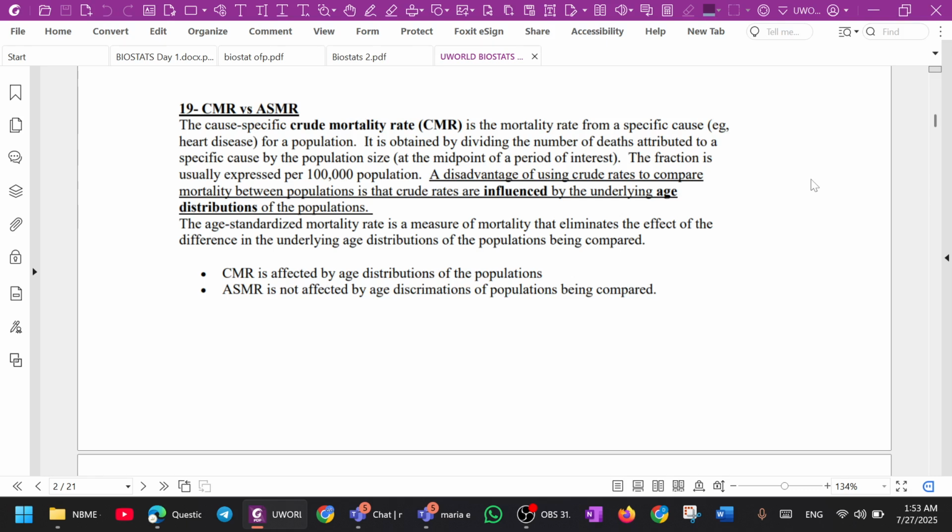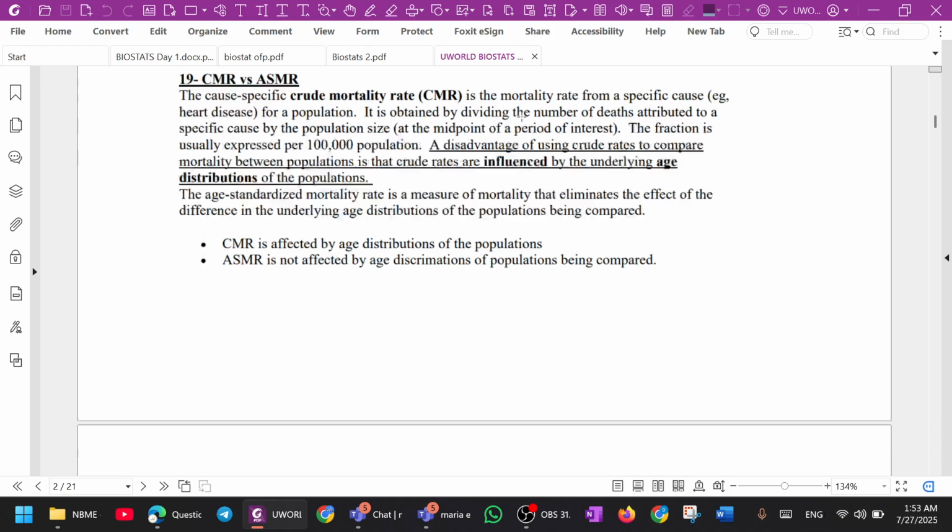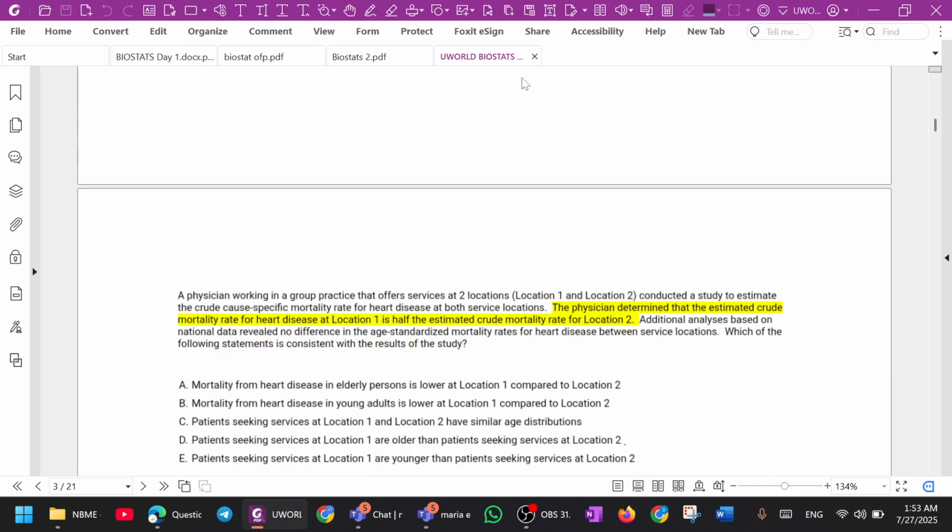I think this is just a statement that you need to know. Does it make sense? ASMR is not affected by age, and CMR is affected by age. Okay, let's see what we are getting.